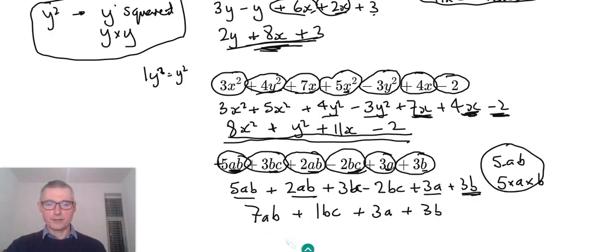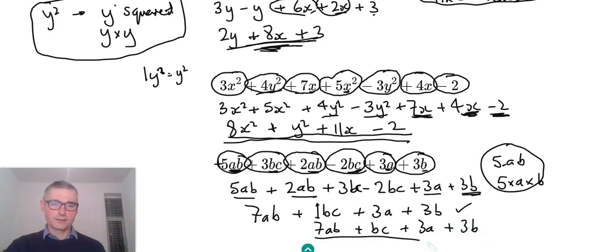The next thing I'm going to do is this is correct at this point. That's the final answer if we want that to be. But it just looks nicer to get rid of this 1 here and just write it as 7ab plus bc plus 3a plus 3b. And that's it. So I hope that's been helpful to you.